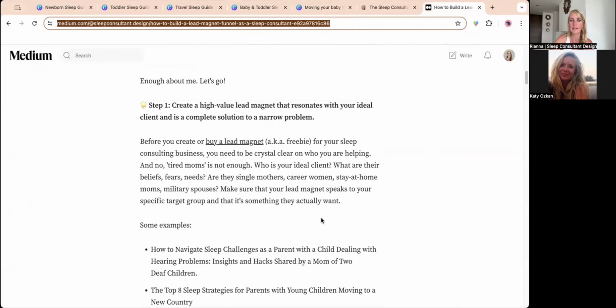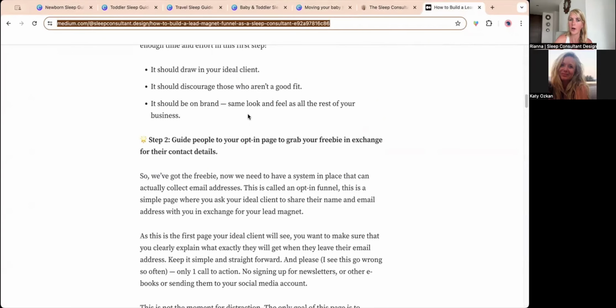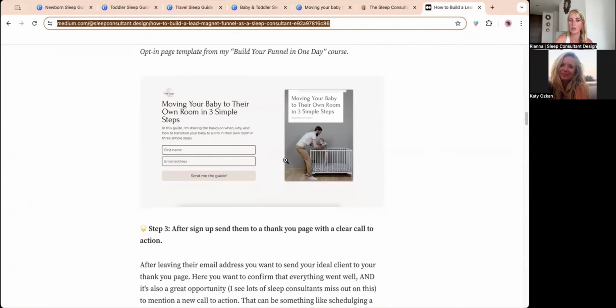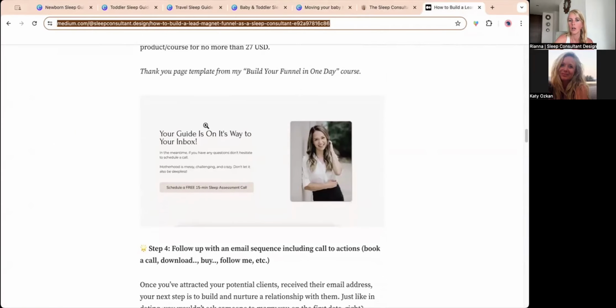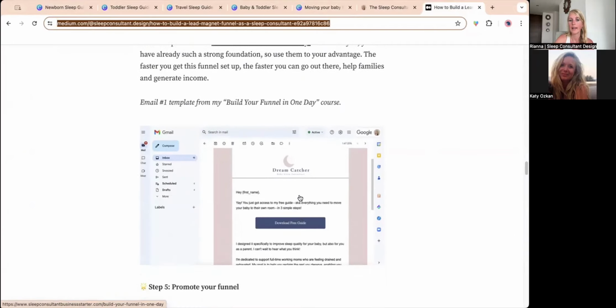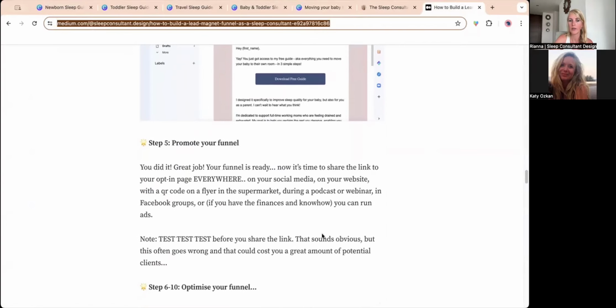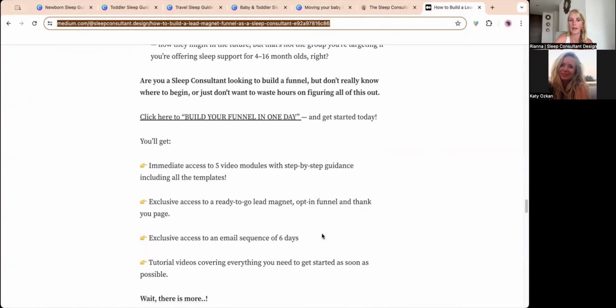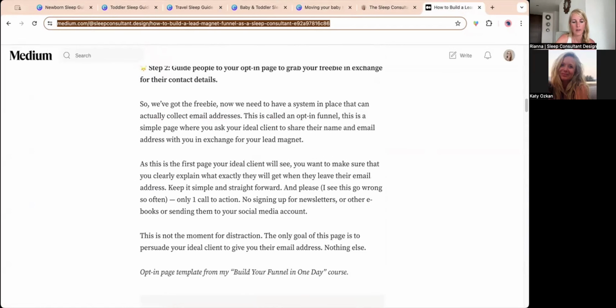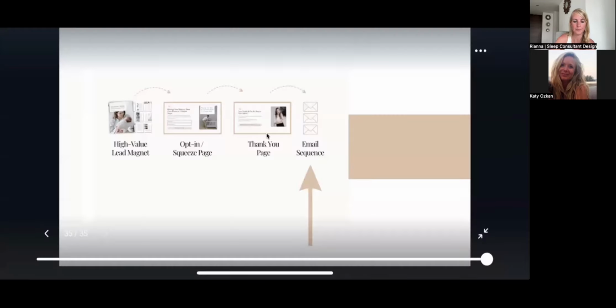In the article, it's step by step, and it talks even more about the lead magnets. It explains and shows you what it can look like to have an opt-in page, to have a thank you page, as you can see, schedule your call. And then the email sequence, what that can look like for your ideal clients, and the promoting and the optimizing. So there's a lot of information in this article that you can already find and use for your business. And like I said, go check out my Instagram because there's a lot of information on it as well.